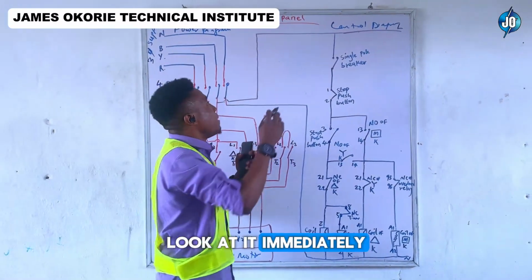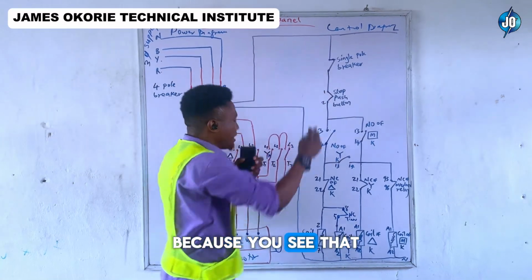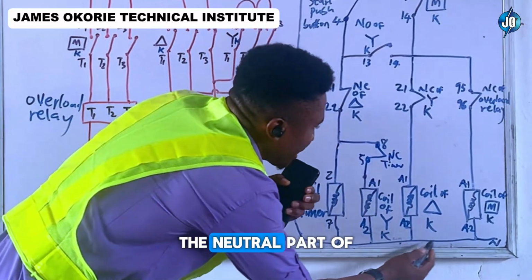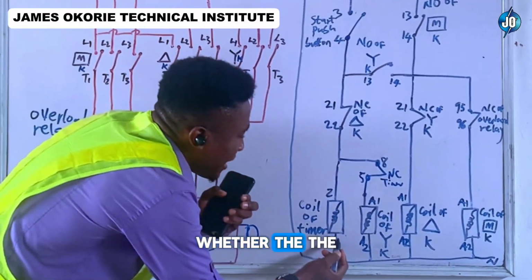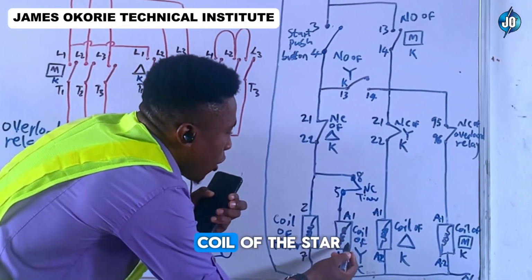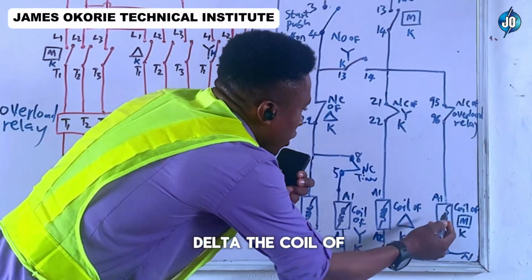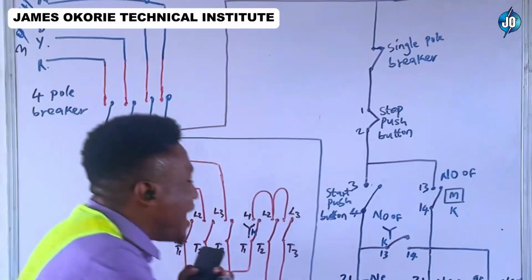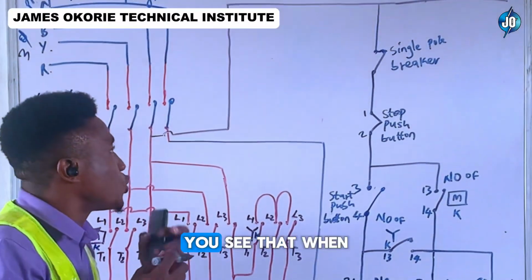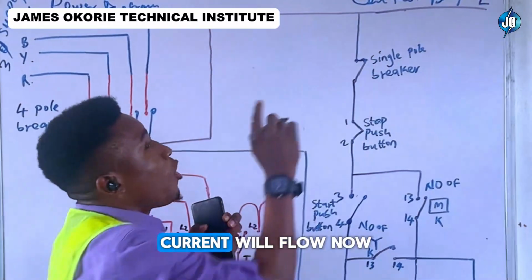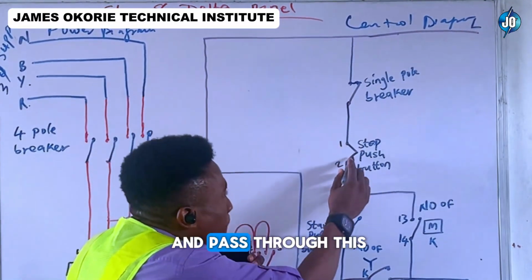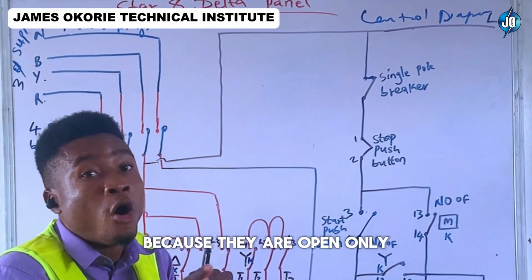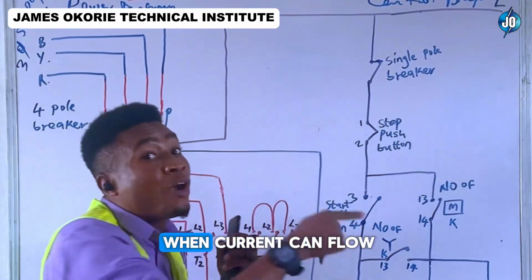Look at it. Immediately you close this breaker, because you see that the neutral supply has gone to the neutral part of this coil. Whether the timer, the coil of the star, the coil of the delta, the coil of the main contactor, the neutral has already gone there, alright? Waiting for the live wire to energize each of the coils. So when you close this breaker, current will flow down and pass through this normally closed. Current will stop at this 3 and 13 because they are open. Unless you press them or they are closed, that's when current can flow.